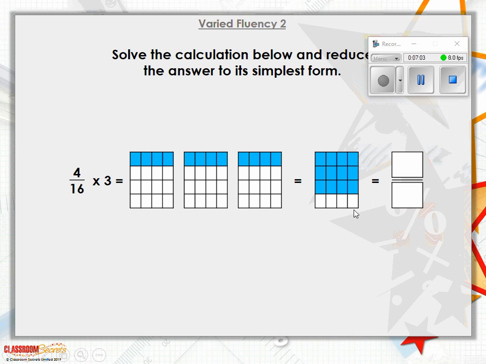Now your answer here is 16 equal parts. 1, 2, 3, 4, 5, 6, 7, 8, 9, 10, 11, 12. 12/16. Now, this particular question wants the answer in its simplest form. So if you think of your divisor as 4, 4 divided into 12 is 3, 4 divided into 16 is 4. And you should get 3/4 as your answer.